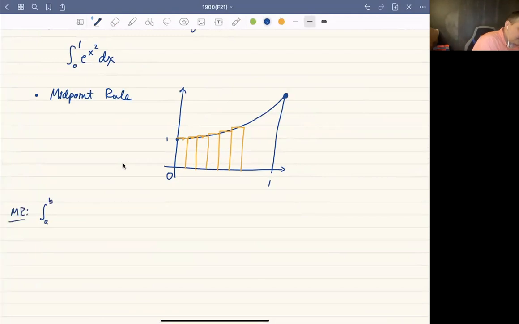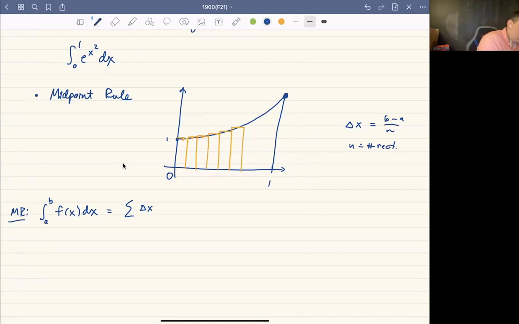call MR, says that the integral of a function from a to b is going to be the width of each rectangle. So we're just going to add up a bunch of areas of rectangles. So we're going to add up the width of each rectangle, which we're going to call delta x. So remember, the generic setup here is that delta x is (b minus a) over n. N is the number of rectangles.